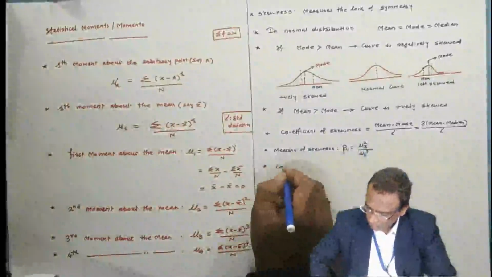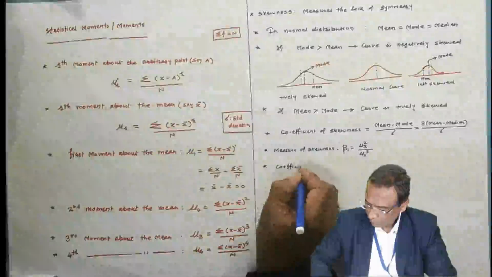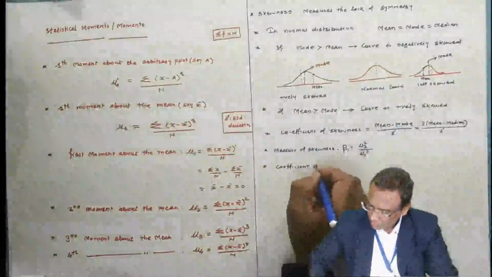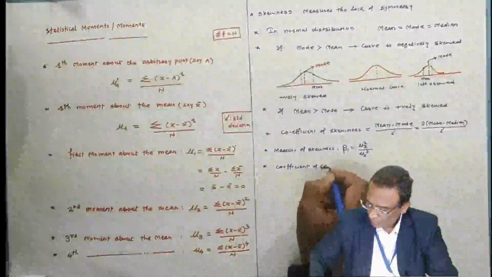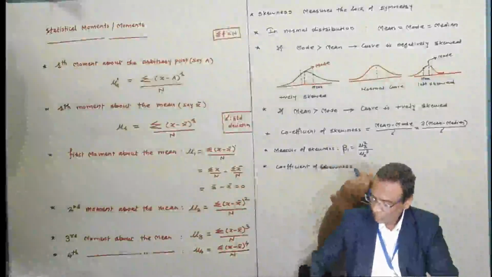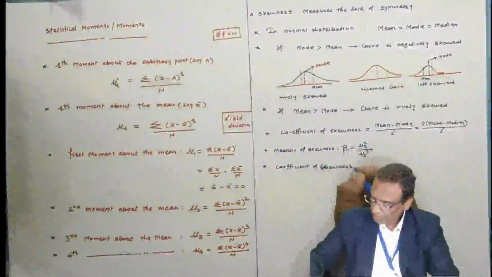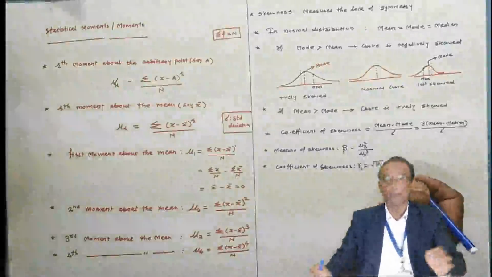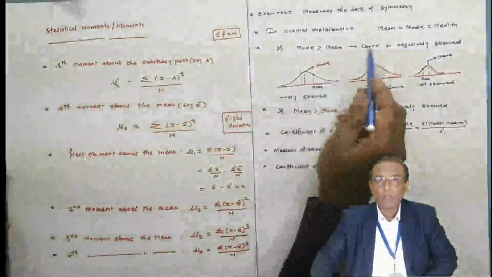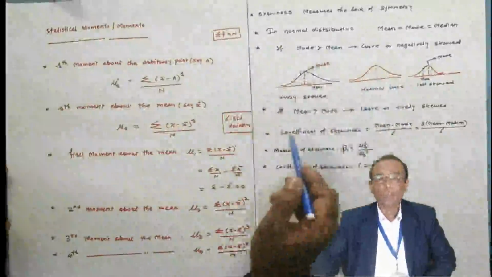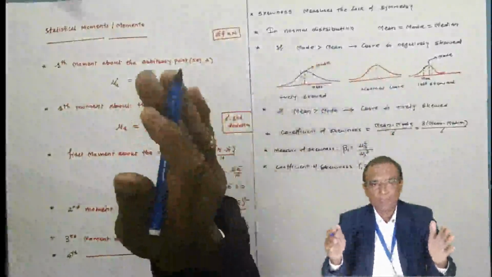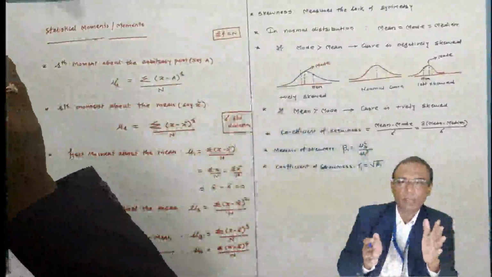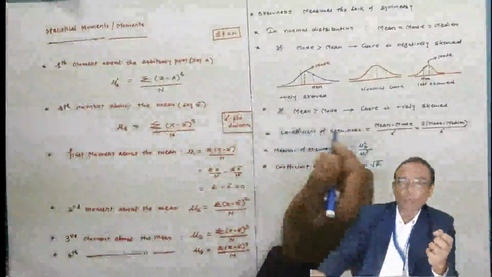And from here the coefficient of skewness also you can find out. Coefficient of skewness you can find out from beta 1, from the measure of skewness. Coefficient of skewness is denoted by gamma 1, and it is under root of beta 1. This is all about the skewness. Whether the data is skewed on the right hand side or left hand side can be judged using this formula.